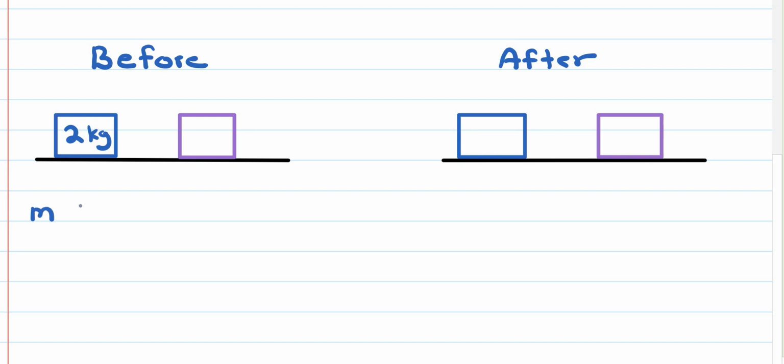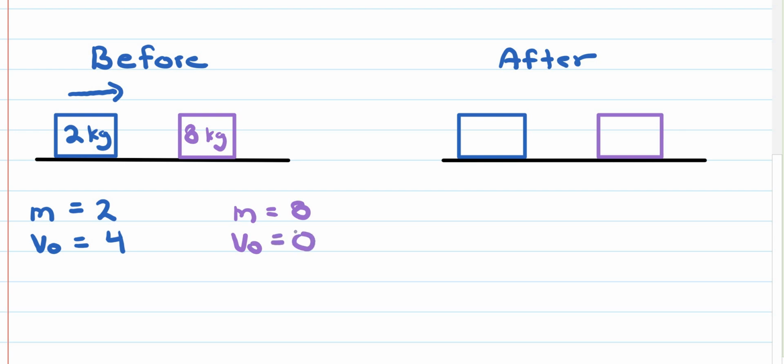So the mass here is going to be 2 kilograms. And the initial velocity for this particular problem was 4 meters per second, going in the east direction like that. Okay, and then we had a stationary 8 kilogram cart. So this mass over here is going to be 8 kilograms, but its velocity is going to be 0 because it's not moving.